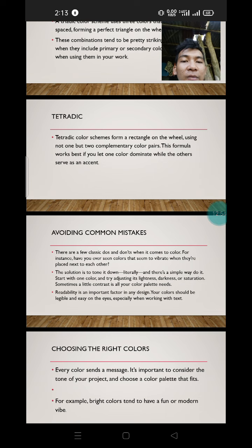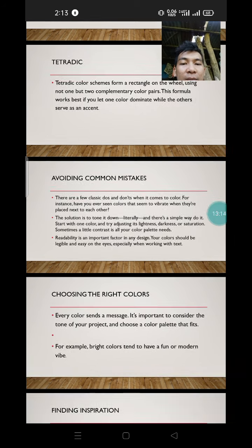Tetradic. A tetradic color scheme forms a rectangle on the wheel, using not one but two complementary color pairs. This formula works best if you let one color dominate while the others serve as accents.